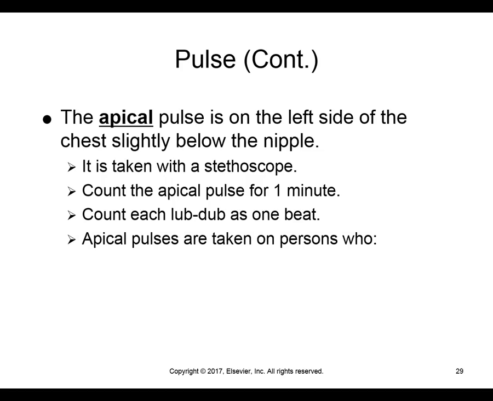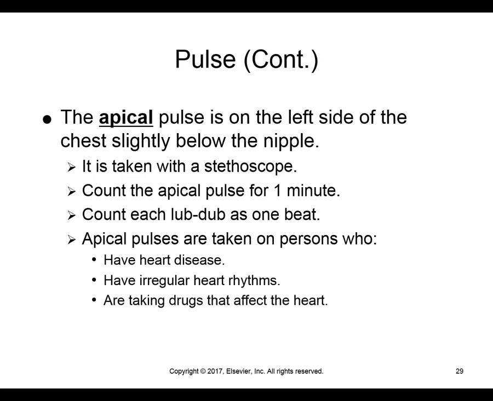Apical pulses are taken on persons who have heart disease, have irregular heart rhythms, or are taking drugs that affect the heart. Generally, the nurse will let you know if the patient needs to have an apical pulse. Generally, it's the nurse who will do an apical pulse. Many times, nursing assistants are not the ones who will do an apical pulse.